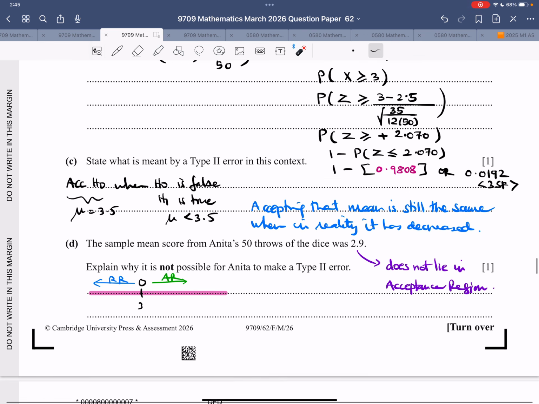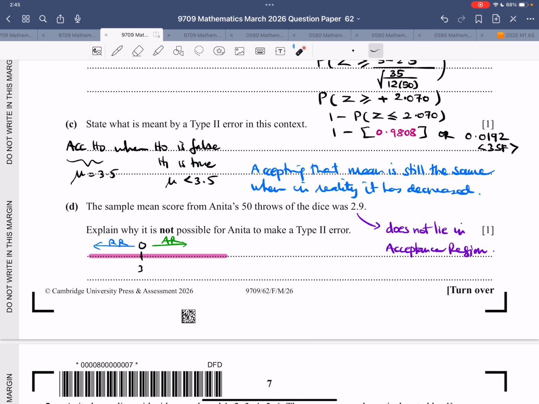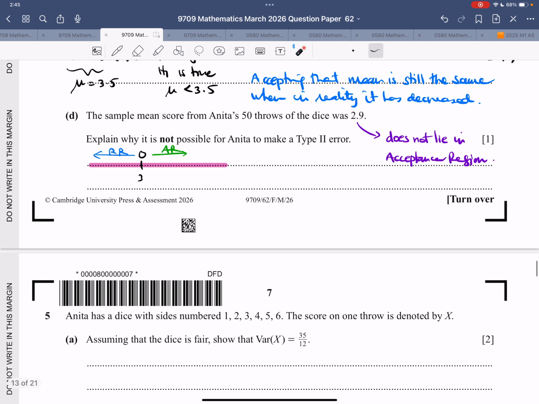Now over here, what is meant by type 2 in the context of this question? Accept H0 when H0 is false, H1 is true, mu is lesser than 3.5. There are more low scores possible, but we are accepting that everything is fair, accepting that the mean is still the same, so we are making a mistake. H1 is true, that is the reality, that is the perception, accepting that mean is still the same when in reality it has decreased. And now this is the number line, lesser than 3, that is the rejection region, greater than or equal to 3, that is the acceptance region.